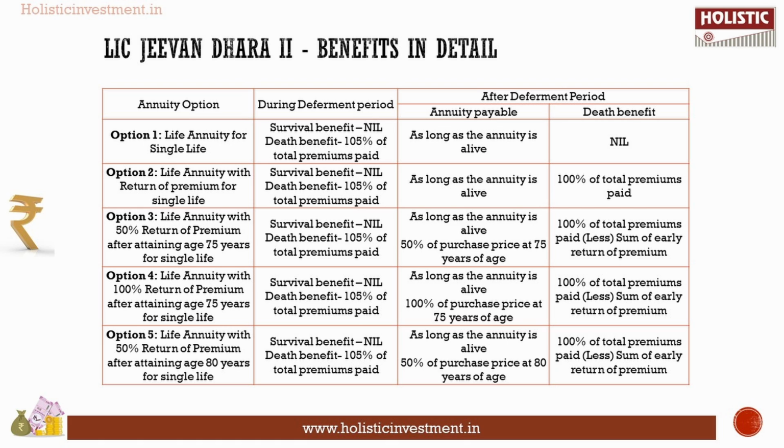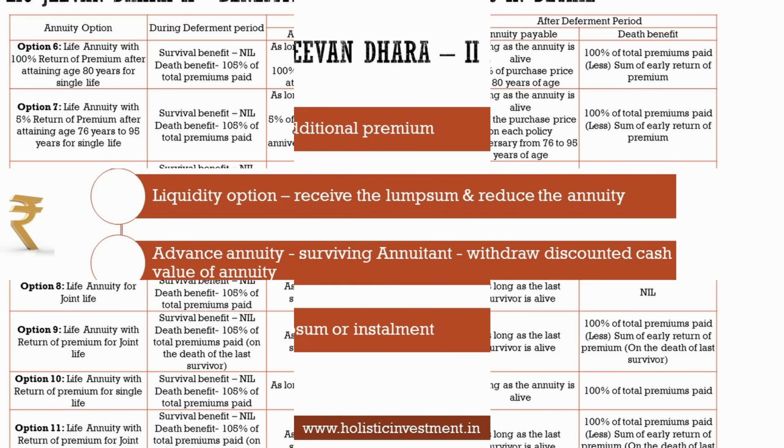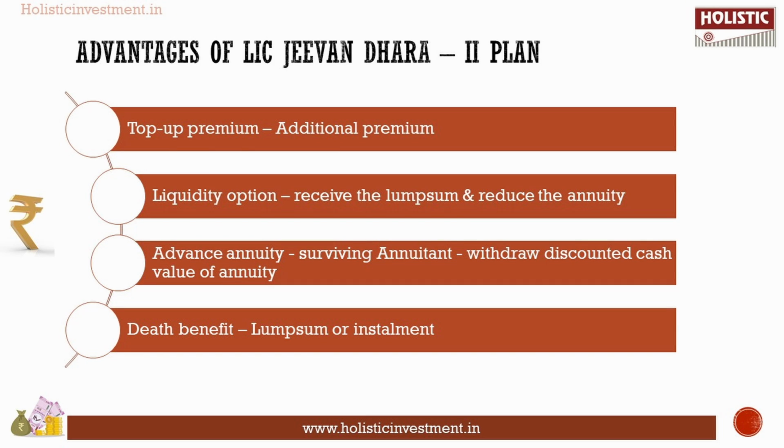Next, we shall look at the annuity options available under LIC Jeevan Dhara 2. Based on your preference and requirement, you may opt for any one of the following annuity options. Basically, it is categorized as single premium and regular premium with single life or joint life option. In some plan options, the premium is returned to the nominee or to the annuitant. The 11 annuity options under the LIC Jeevan Dhara 2 plan along with its benefits is tabularized here. Now let us discuss the advantages and disadvantages of LIC Jeevan Dhara 2 plan.